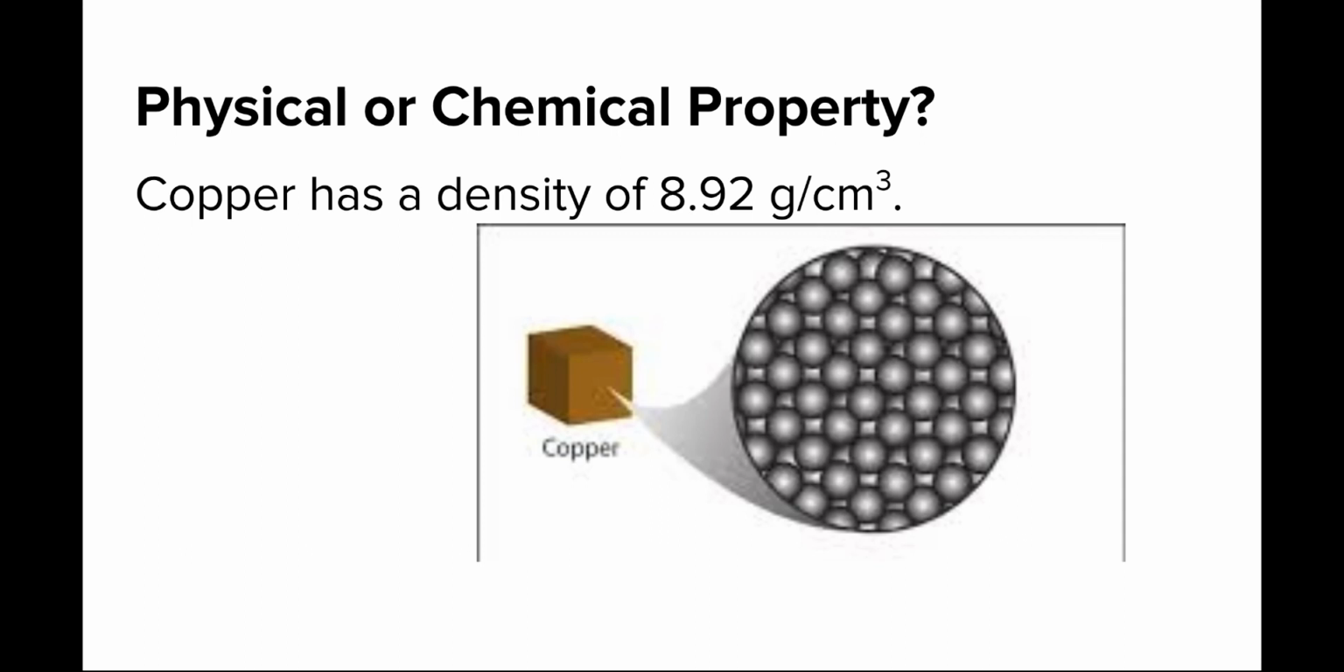Copper has a density of 8.92 grams per cubic centimeter. Is this a physical or chemical property? Pause the video. This is a physical property because we can observe this property without changing the copper into a different substance. And this is also an intensive property, where it doesn't matter how much substance we have, because it's density.